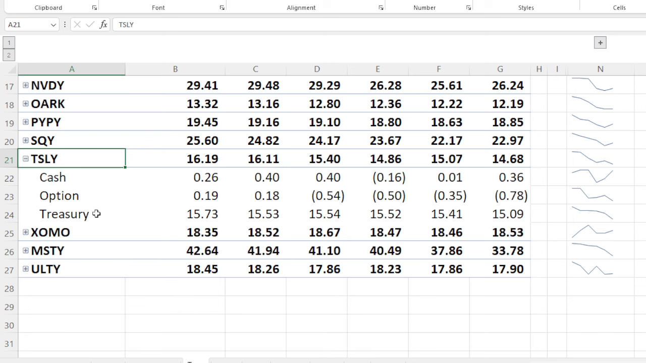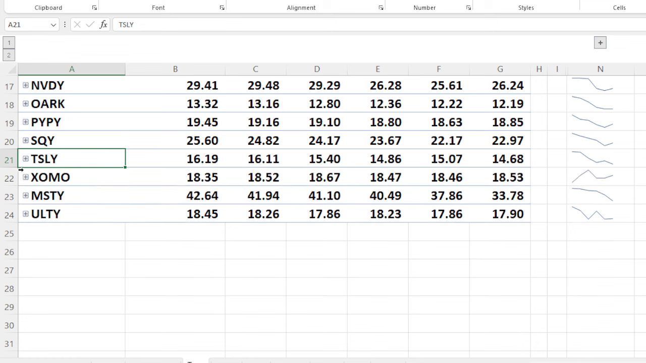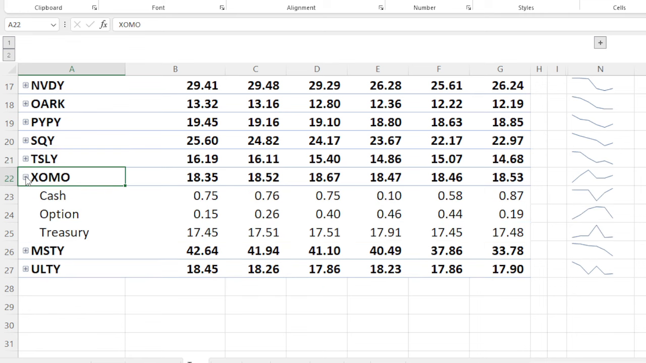But anyway, the cash went from 26 cents to 36 cents, so that's some positive news. Treasuries unfortunately went down a little bit. And then the options, 19-cent debit to 78-cent credit. So again, hopefully they can monetize some of this to shore up the share price. And then let's look at SHOMO.